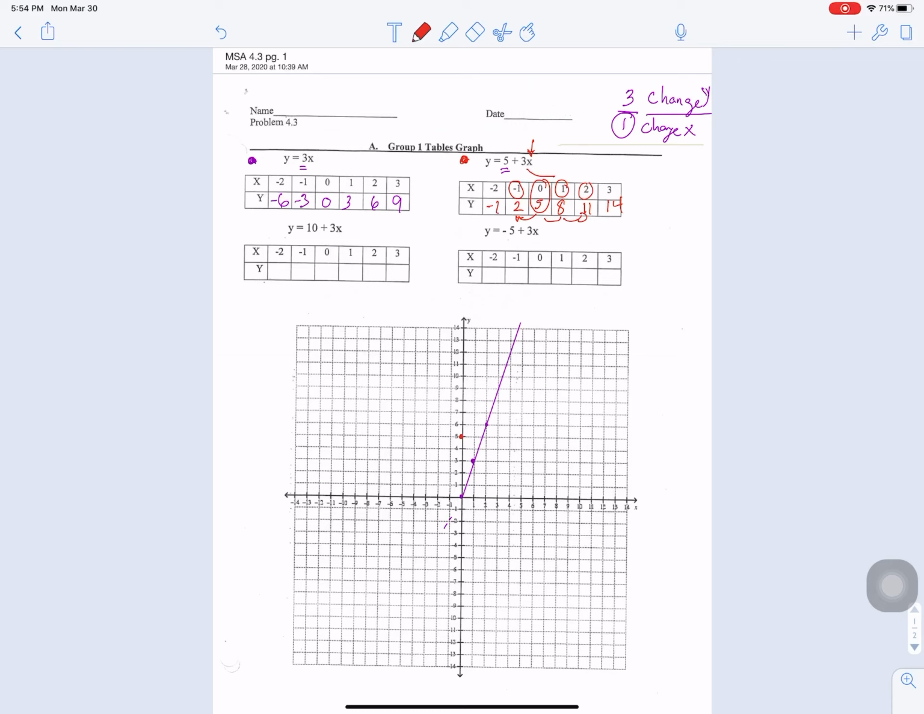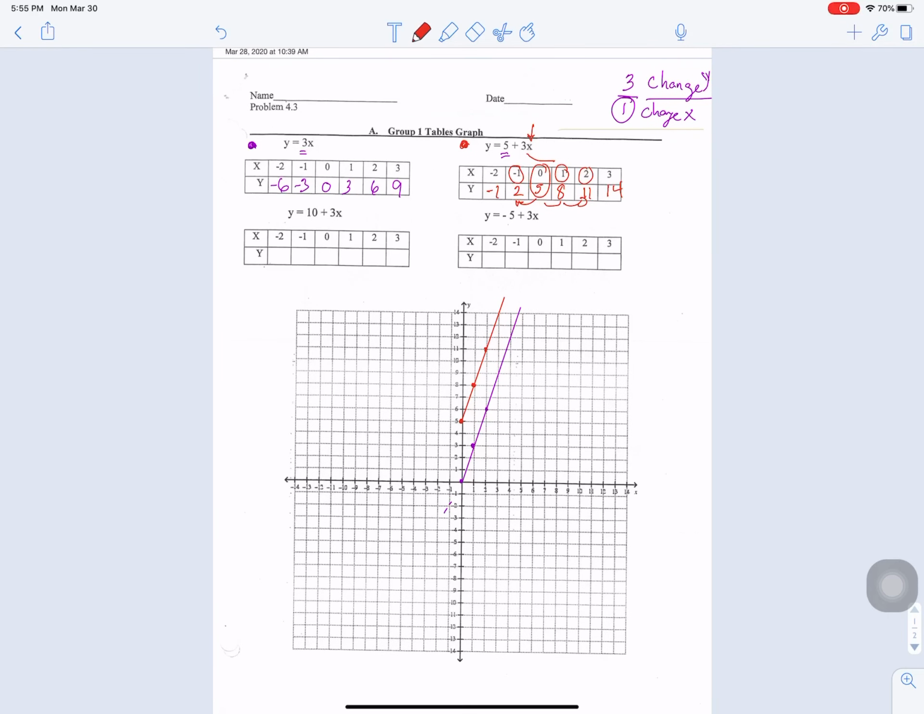So in that case, 0 and 5, 1 is going to go all the way up to 8. 2 is going to go up to the 11. Notice you're going to end up with perfectly parallel lines. And that is because you have the same slope. All right.